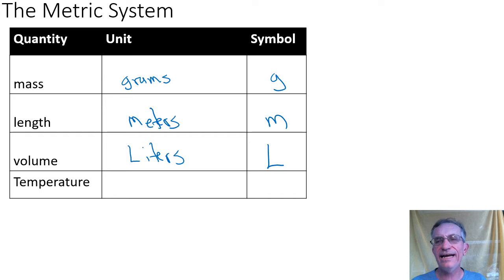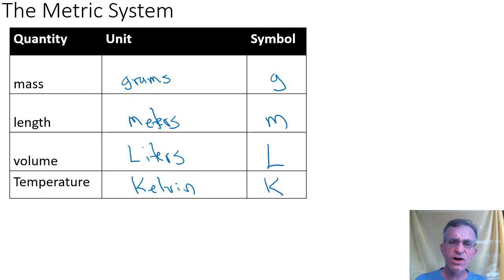Now, as far as temperature goes, our last common thing. The way that we measure temperature, it's not Fahrenheit and it's not even Celsius. You might have heard of Celsius before. The one that we typically like to use in chemistry class is Kelvin. We're going to talk about Kelvin and other temperature units in a future class. The symbol for Kelvin is a capital K. By the way, there's no degree sign. It's just a capital K.